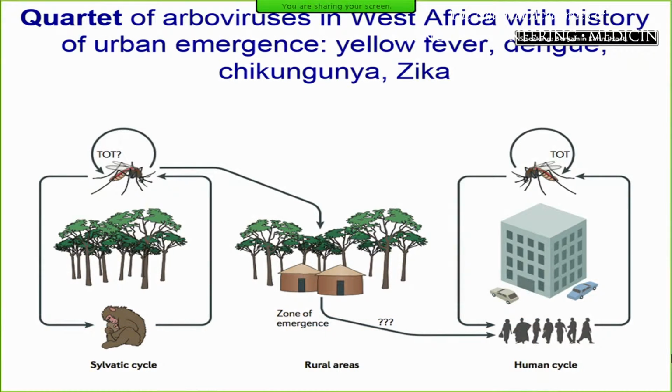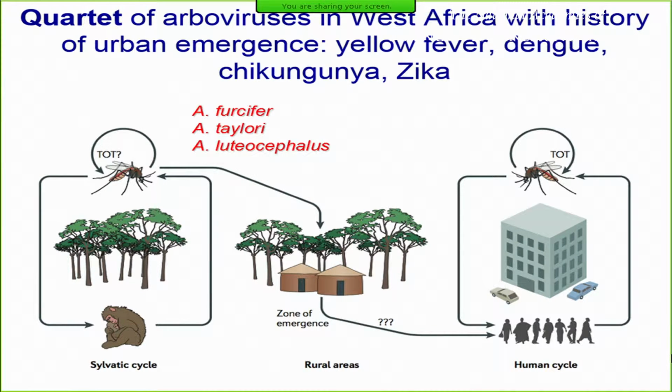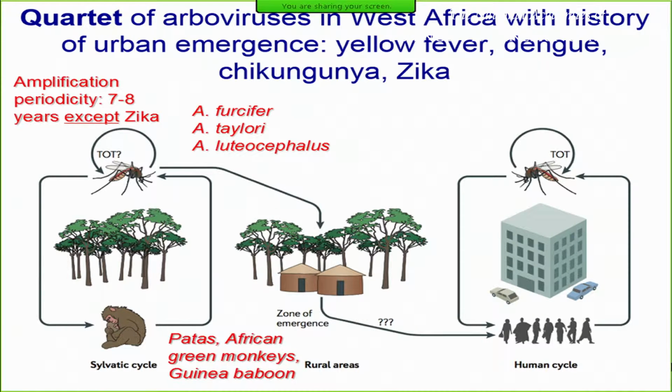Now I'm going to talk about the enzootic cycle of Zika virus in the context of studies done since the 1970s in eastern Senegal, where what I like to call a quartet of arboviruses circulate in a virtually identical sylvatic or enzootic cycle in gallery forests in that part of West Africa. And the studies in Senegal have shown that there are 3 mosquitoes that are important vectors in this cycle: Aedes furcifer, taylori, and luteocephalus, that occupy forests. And then there are 3 principal non-human primates that have been identified as amplification hosts. Those include Potus, African green monkeys, and Guinea baboons.